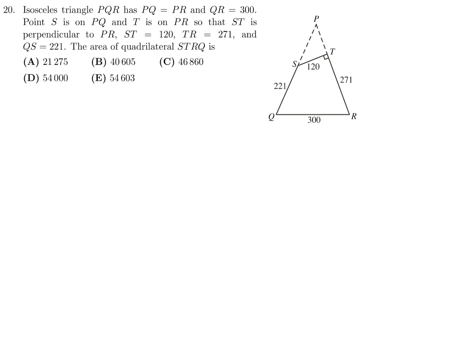Isosceles triangle PQR has PQ equal to PR and QR is equal to 300. Point S is on PQ and T is on PR, so that ST is perpendicular to PR. ST is 120. TR is 271. QS is 221. The area of quadrilateral STRQ is.